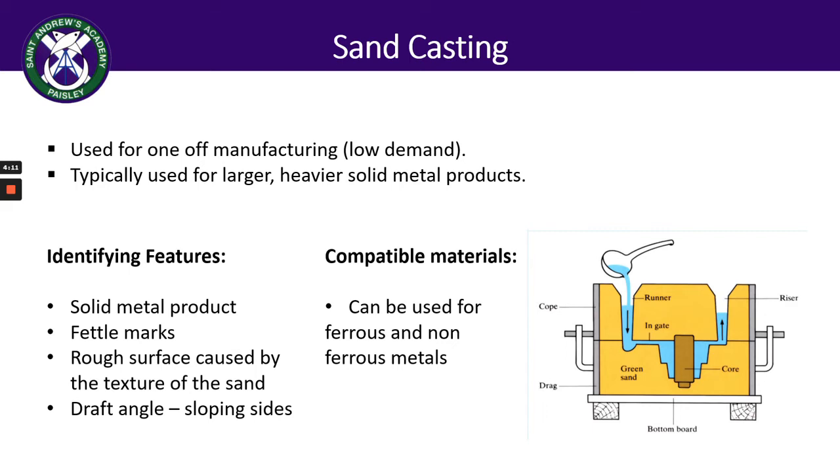The process works by putting casting sand into the bottom of a box, and in the diagram you can see this is called the drag. So this is filled with casting sand. There's then a wooden pattern made of the object to be cast in the metal. So sticking with the example of the anchor, there would be a full-size wooden version of the anchor created, and this wooden anchor would be called the pattern.